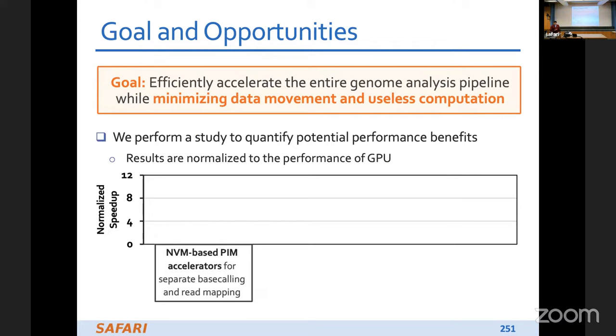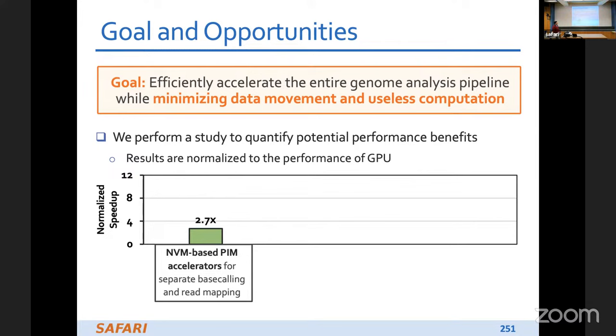So here we're assuming an accelerator, which is a processing-in-memory based accelerator that performs base calling, that basically translates the signals to the bases. And we also have another accelerator that performs read mapping. So we're imagining those accelerators. And this is telling us that at least the data movement when performing these operations is minimized, but nothing else, essentially. We're not minimizing the wasted computations and so on.